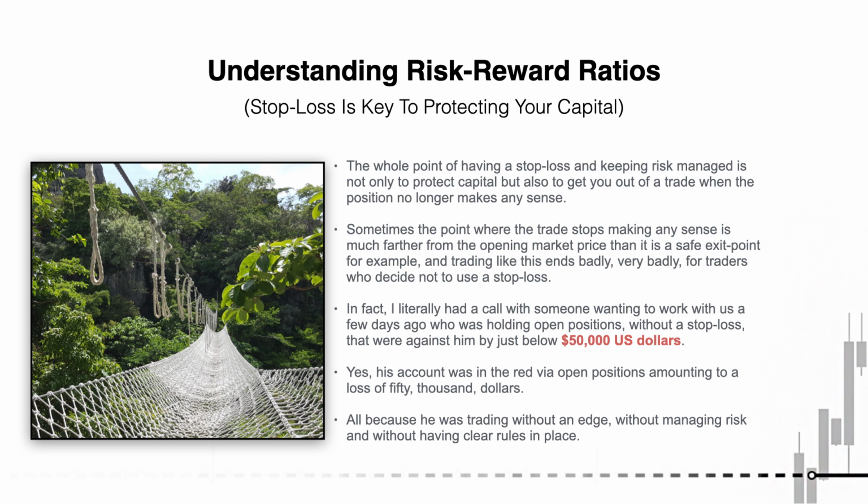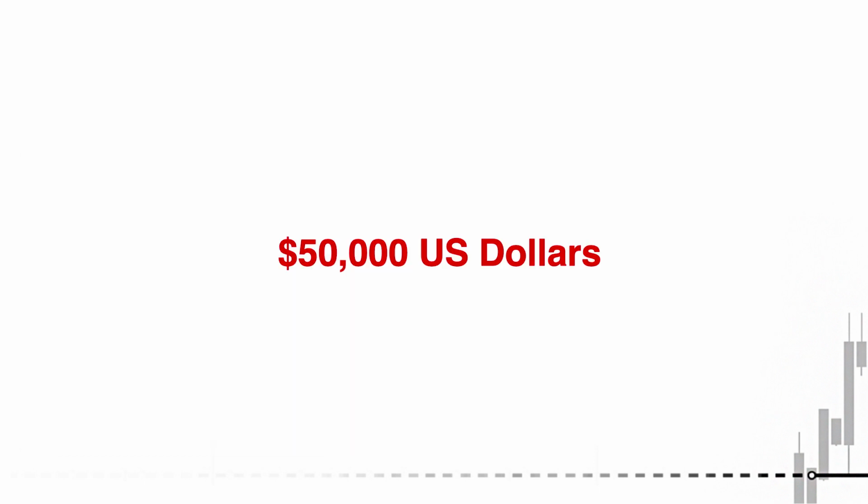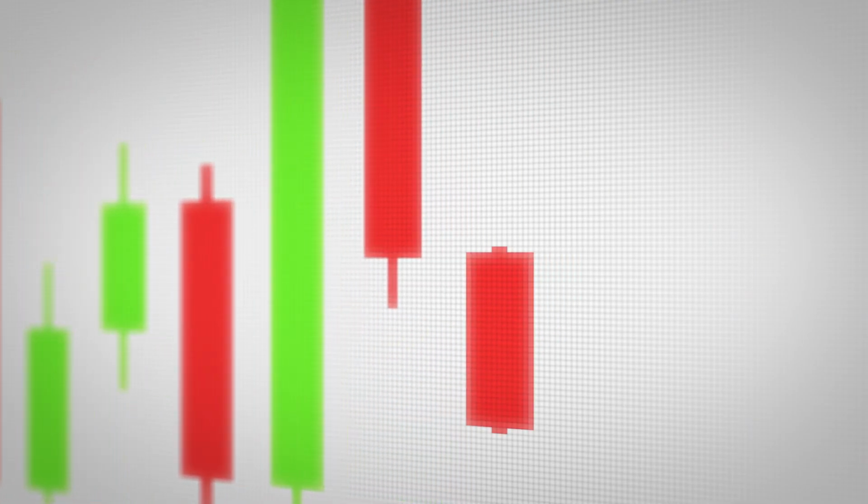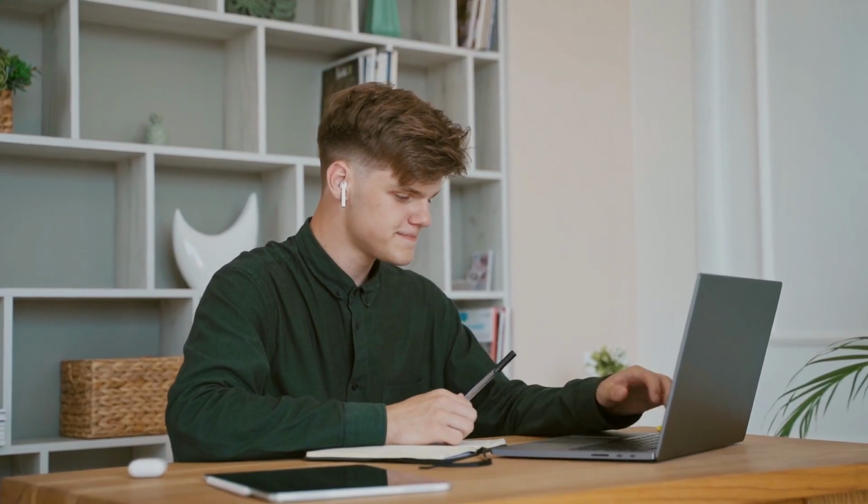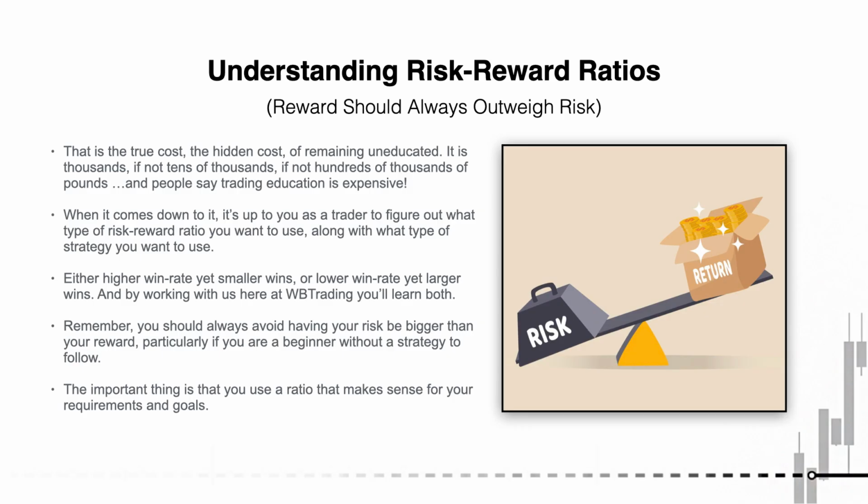In fact, I literally had a call with someone wanting to work with us a few days ago, earlier this week, who was holding open positions without a stop loss that were against him by just below 50,000 US dollars. Yes, his account was in the red via open positions amounting to a loss of $50,000, all because he was trading without an edge, without managing risk, and without having clear rules in place. That is the true cost, the hidden cost of remaining uneducated. It is thousands, if not tens of thousands, if not hundreds of thousands of dollars.